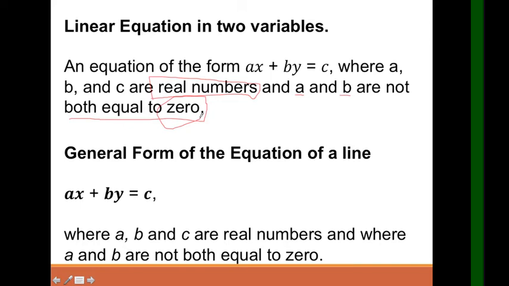So general form of the equation of the line is ax plus by equals c. So this is what we call the general form. Ito yung general form natin. Where a, b, c are real numbers and where a, b are not both equal to zero.